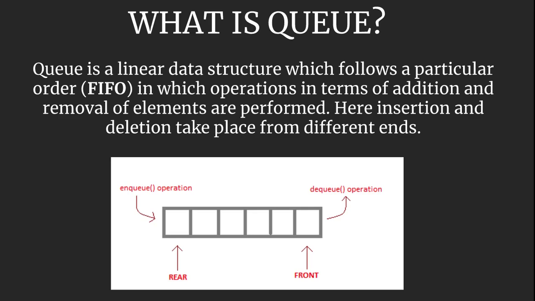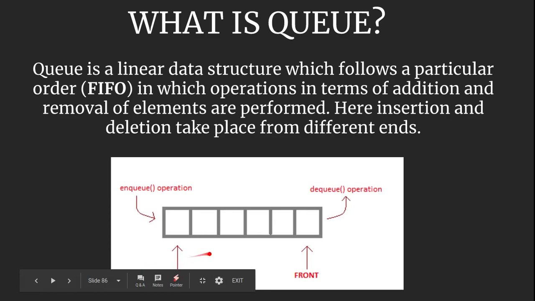One point to be noted, which can be considered as a difference between queue and stack data structure, is that in stack we only used one end to perform all the operations. But in case of queue, insertion and deletion take place from different ends. As you can see in this diagram, these two different ends are pointed here. One end is called front, another is called rear. And we do the NQ and DQ operations from these two ends. We will be knowing about these in the later slides.